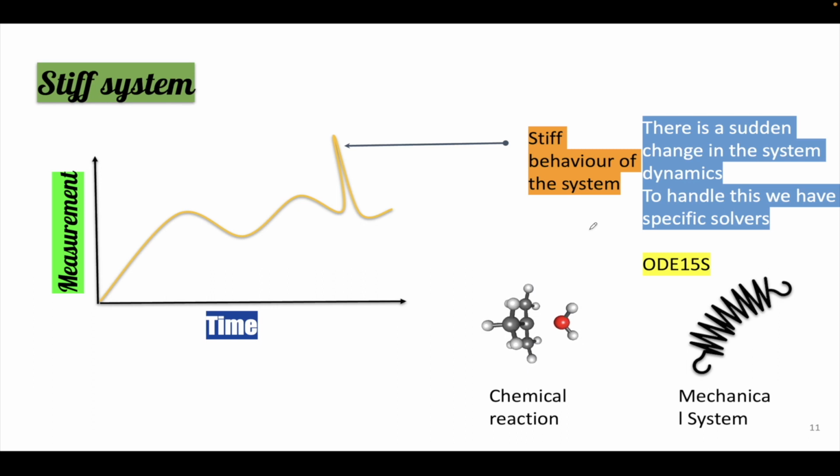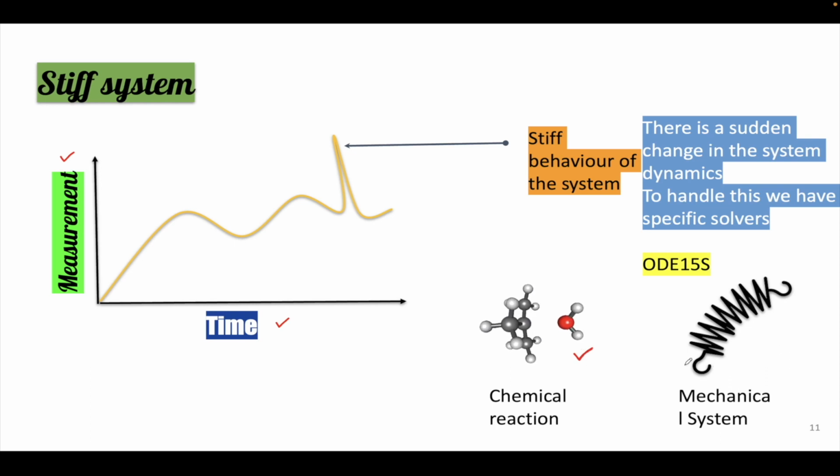So in this tutorial, let's see what actually a stiff system is. Suppose I am taking a measurement over time. This measurement could be the measurement of heat in a chemical reaction, or the distance between two bodies in a mechanical system. Suppose I am implementing a chemical reaction which is mixing two chemicals, and a reaction will be performed when a particular concentration is reached. That could be a scenario.